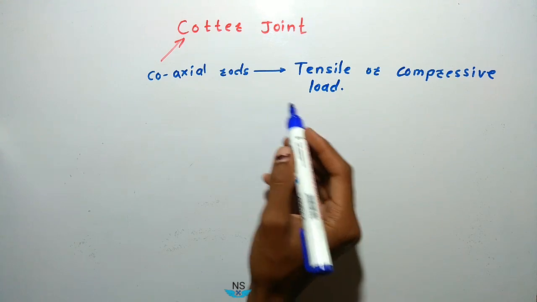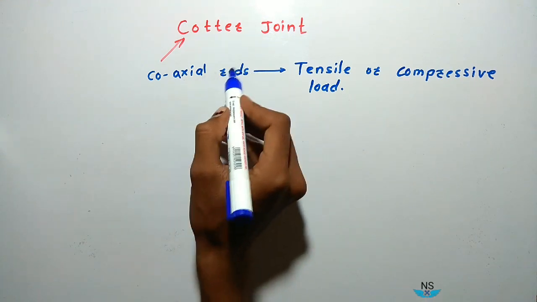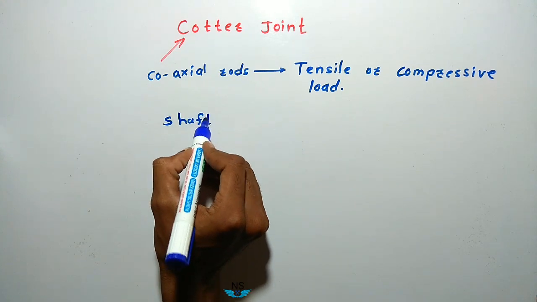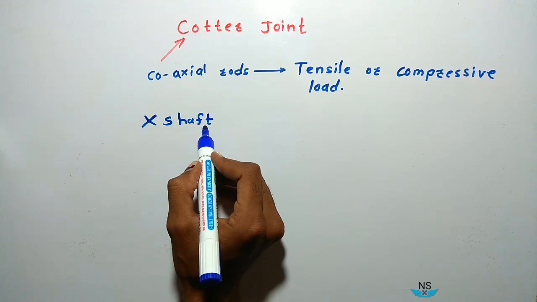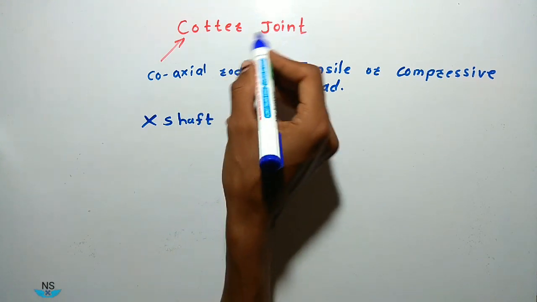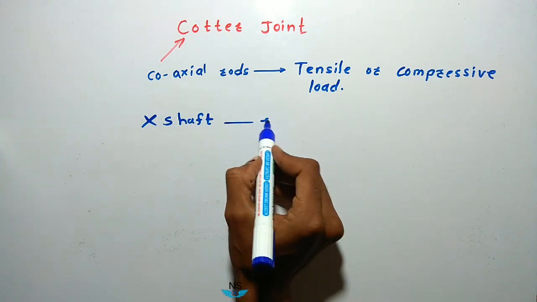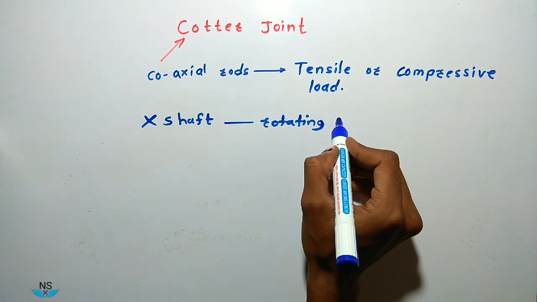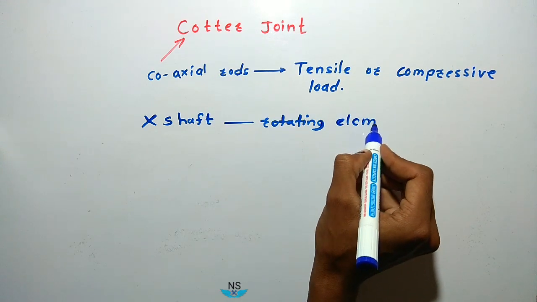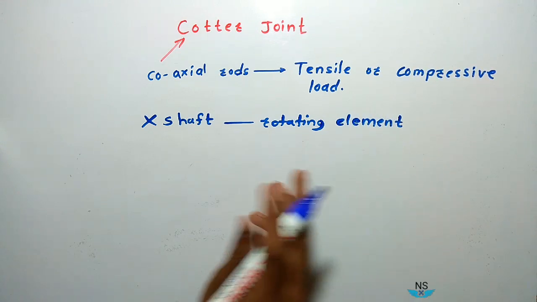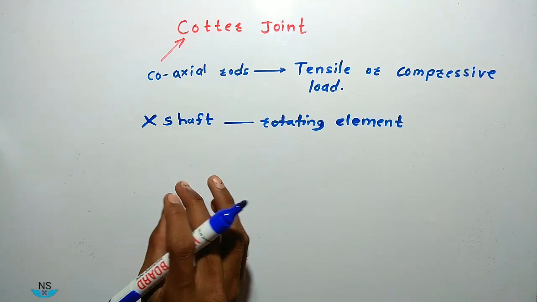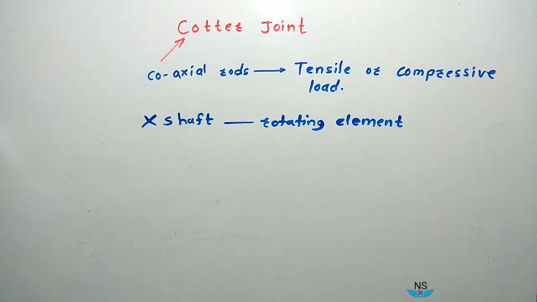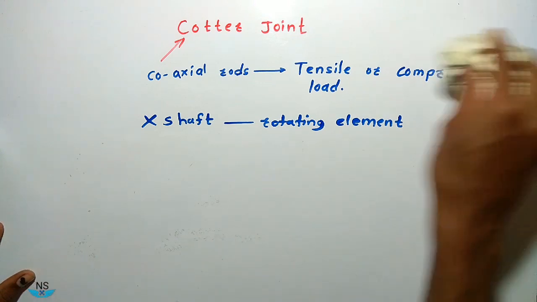Quarter joint is used to connect two coaxial rods, not shafts. A shaft is a rotating machine element, so quarter joint is not used for rotating machine elements. It is used for non-rotating coaxial rods. It is not used for connecting shafts that rotate and transmit torque. So this is the quarter joint.